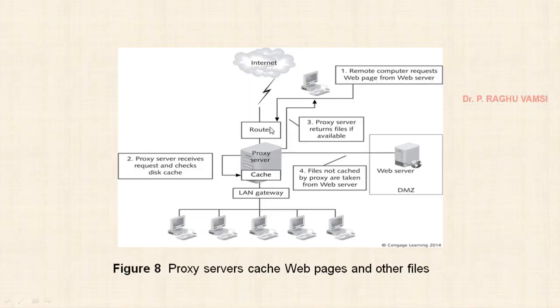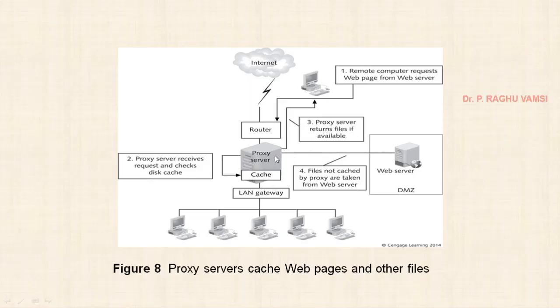Then it will be handled at the router level. Then it will go to the proxy server. The proxy server cache will be there. The request will be checked in the cache. So the proxy server receives the request and checks the disk cache. Then the proxy server will respond. The proxy server returns the file if it is available.